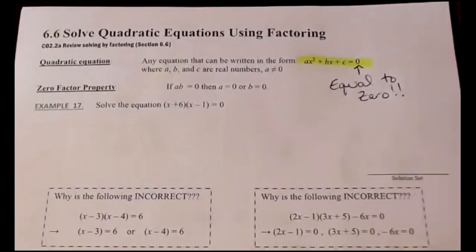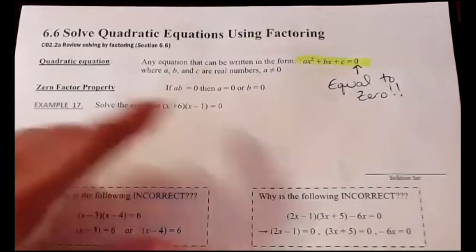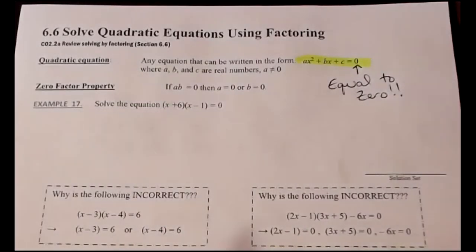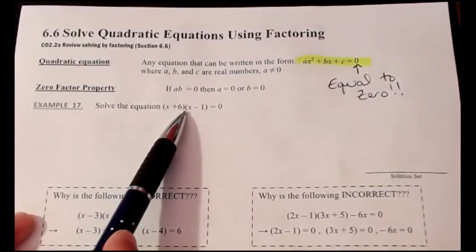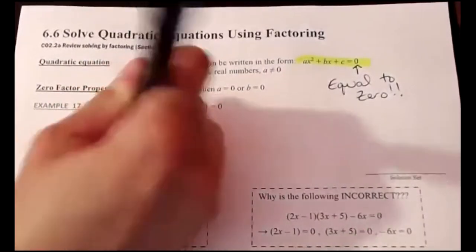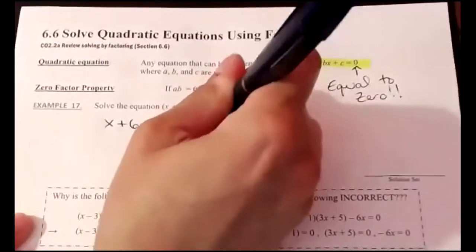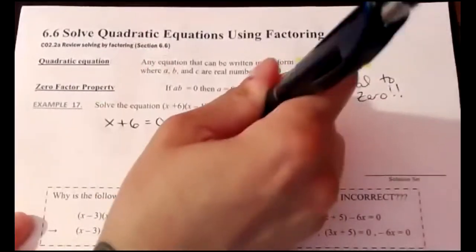Notice the first one says solve the equation (x + 6)(x - 1) = 0. The beauty of this particular problem is I factored it for you. I factored this polynomial for you, and this is what you had left. So what you end up doing by applying the zero factor property is you take each factor containing a variable. x + 6 is a factor and it contains a variable. x - 1 is a factor and it contains a variable. Set them each equal to 0 and you solve.